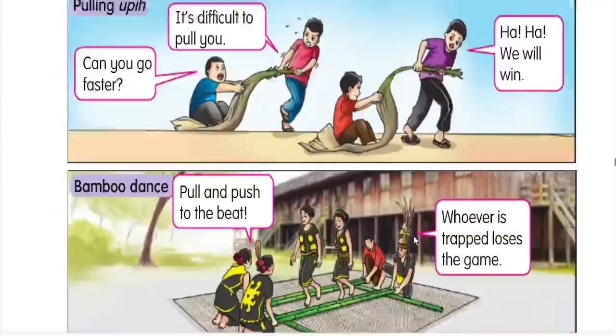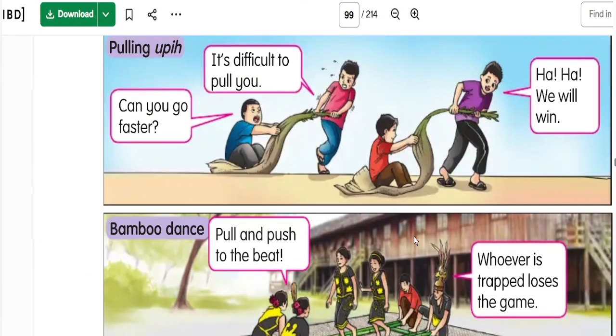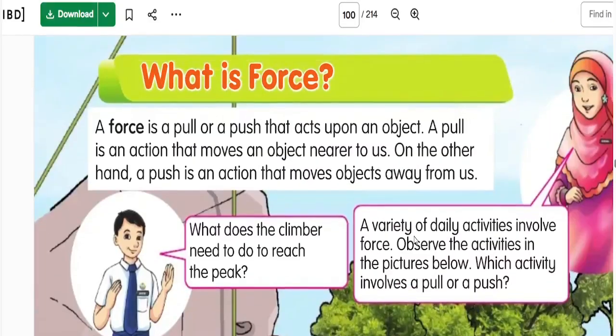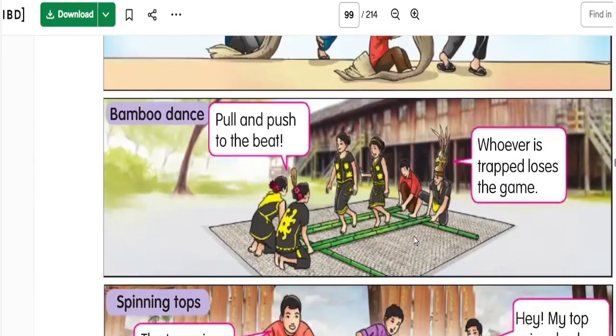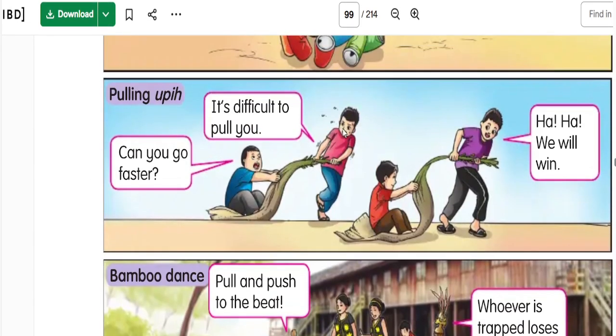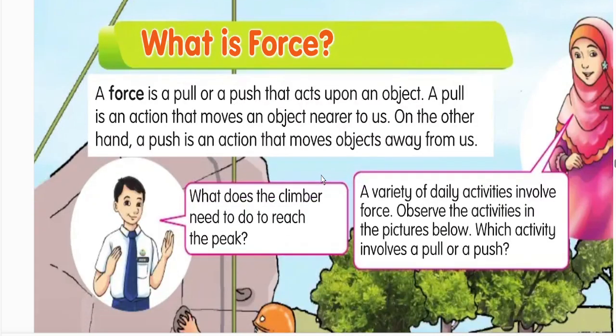So what is force? Either they are pulling or pushing, right? A pull or a push that acts upon an object is called force. Pull is an action that moves an object near to us. When we pull something, like in this one, this guy is pulling this, so this guy is coming towards this, because he is pulling. So when we pull something, the object comes near to us. On the other hand, push is when the object goes away from us.